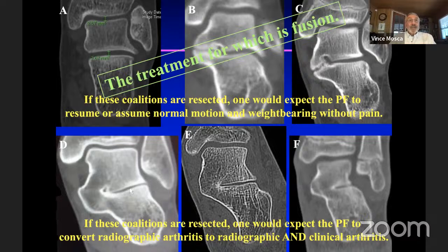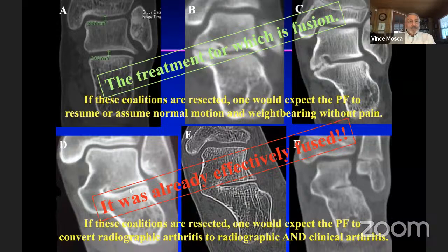And what's the treatment for that? To fuse the subtalar joint. It was already effectively fused. So why would you resect the coalition in the group on the bottom only to create pain in sites that they didn't have pain, and the treatment for which is to fuse the joint that's already fused? So it doesn't make any sense to do that. It's the health and thickness of the posterior facet that should be the primary indication for resection versus either fusion or some other treatment.